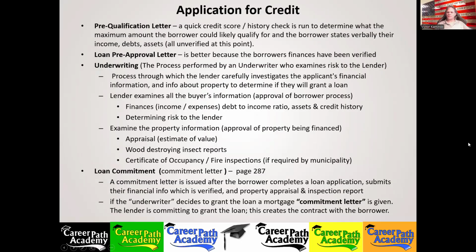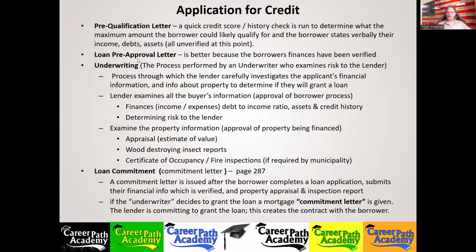So here is how you apply for credit. You may want to take a screenshot of this. I put this slide together for you so it's easier to understand. The book has stuff peppered all over the place, but it's not even really giving you a good complete story. So the first step when buying a house is you've got to get a pre-qualification letter.